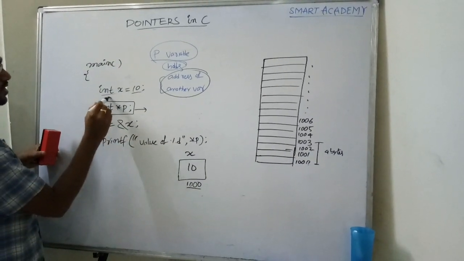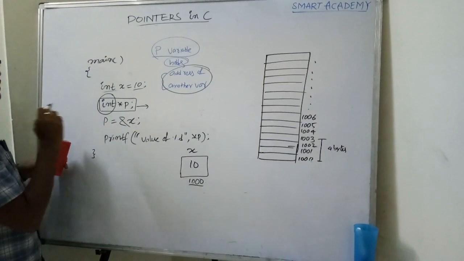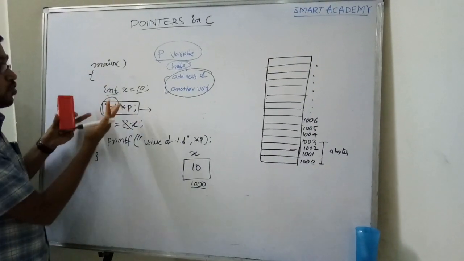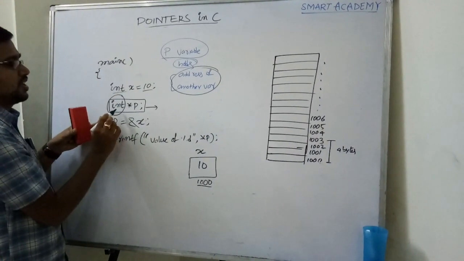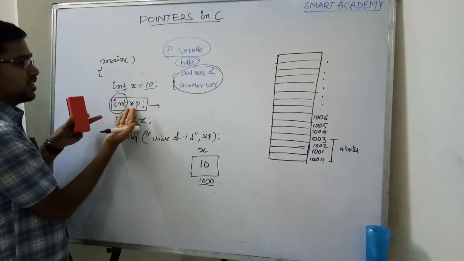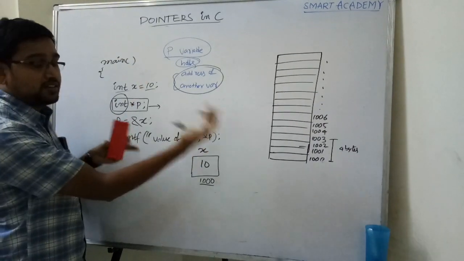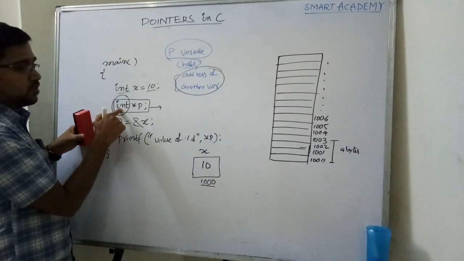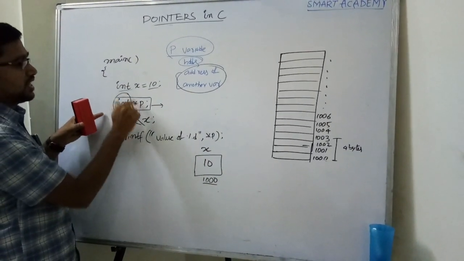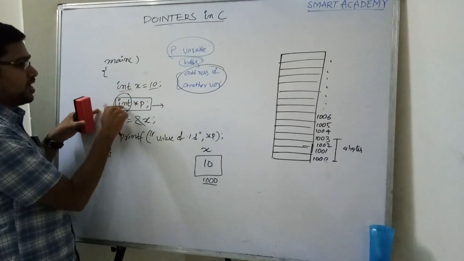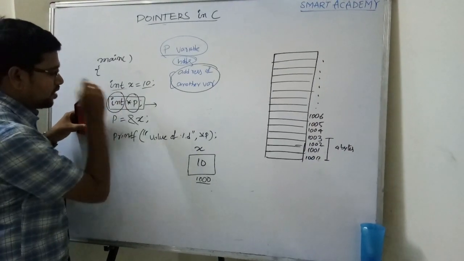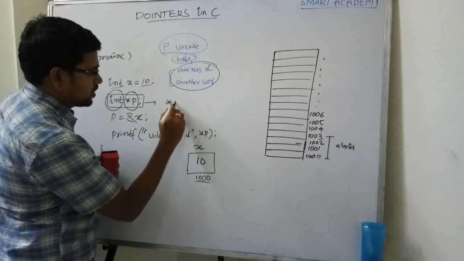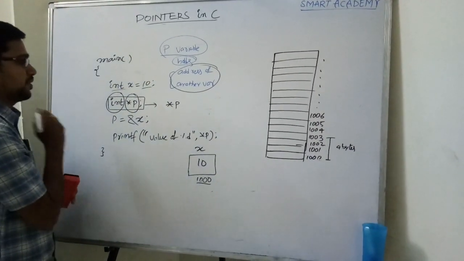It must start with a data type. If you are holding the address of an integer, then you have to define integer. Let's say I want a pointer which holds the address of a character, then it must be char. Here I want to hold the address of another integer, so I define int here. And this is the notation: you have to use *p for defining the pointer.